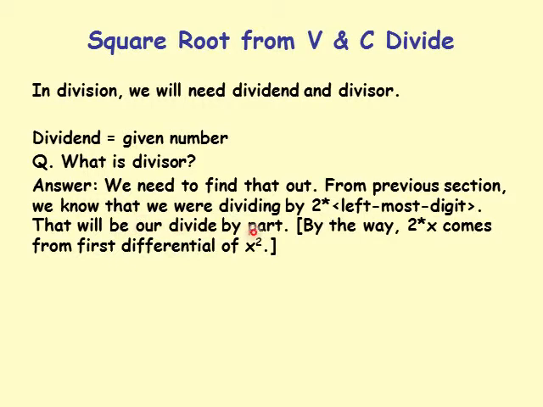That will be our divide by part. By the way, 2 times x comes from the first differential of x squared. Let's continue here. What's the adjust for part? We know we are going to use straight division, which is vertical and crosswise divide. And we just found out that we are going to divide by this 2 times the leftmost digit.